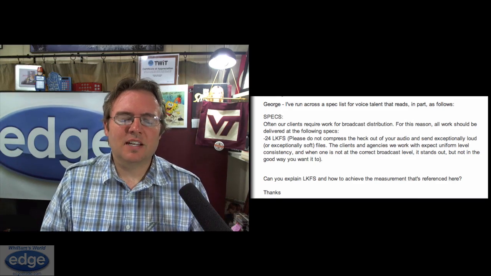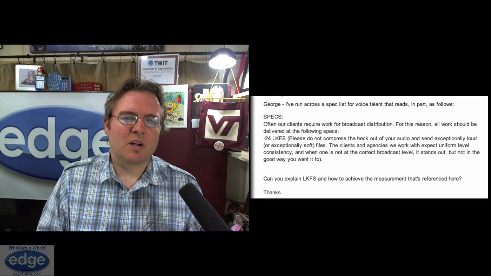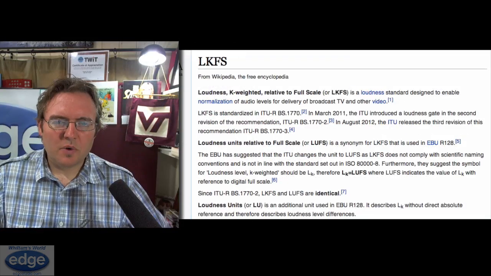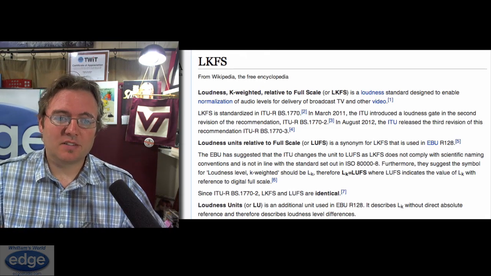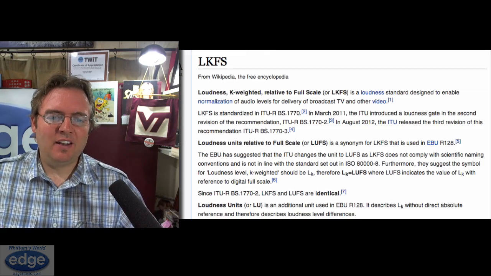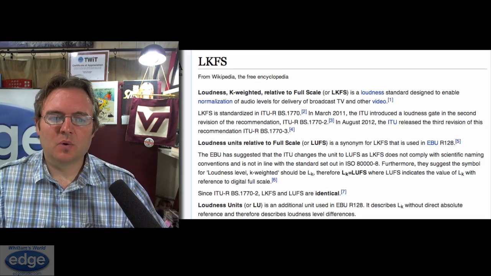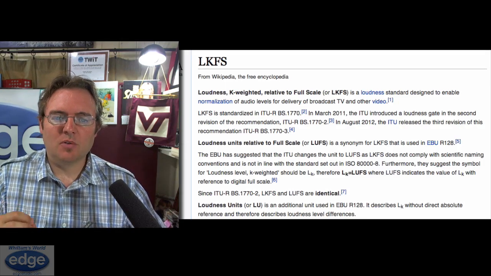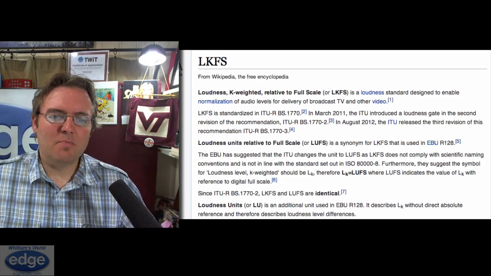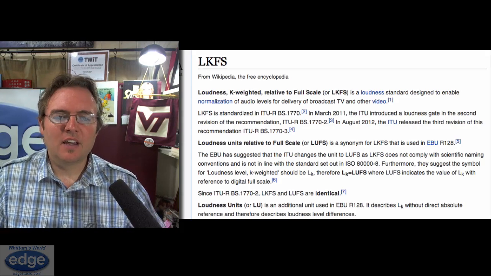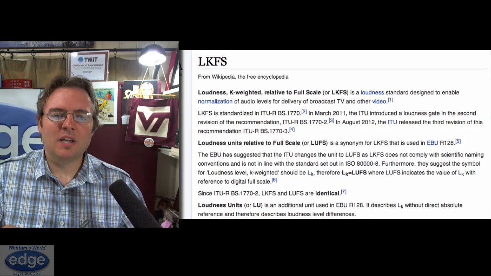24 LKFS is another way of basically saying a similar thing, but using a different term of measurement. So what's LKFS? I'll read you the Wikipedia definition, and then I'll try to demystify it a little bit. LKFS is loudness K-weighted relative to full scale. LKFS is a loudness standard designed to enable normalization of audio levels for delivery of broadcast TV and other video. LKFS is standardized in ITU-R BS.1770. In March 2011, the ITU introduced a loudness gate in the second revision of the recommendation, ITU-R BS.1770-2. In August 2012, the ITU released the third revision of this recommendation, ITU-R BS.1770-3.